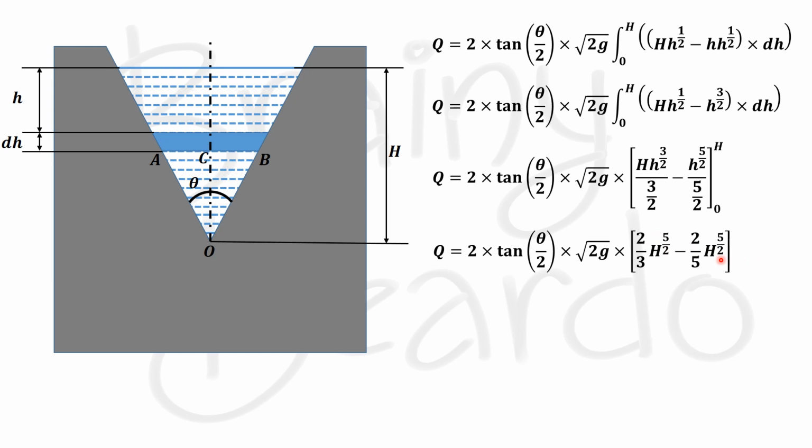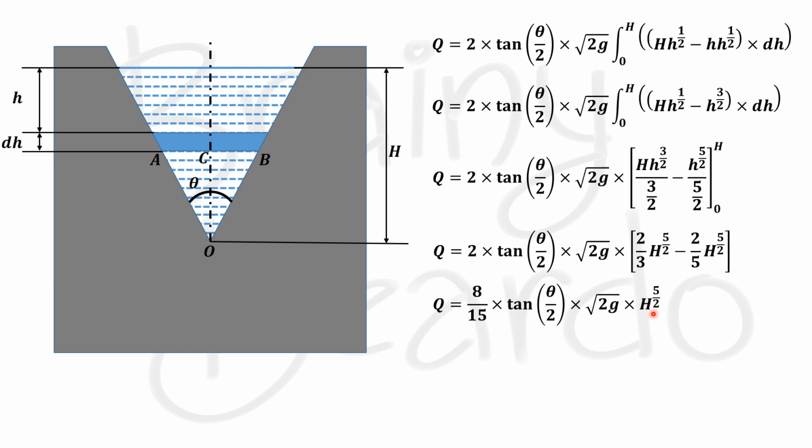Now when we take this H to the power of 5/2 common, and simplify 2/3 minus 2/5, we get 4/15. Now when we multiply this 4/15 with this 2, we get 8/15. So when you simplify this entire equation, we get Q is equal to 8/15 into tan(theta/2) into root of 2g into capital H to the power of 5/2.